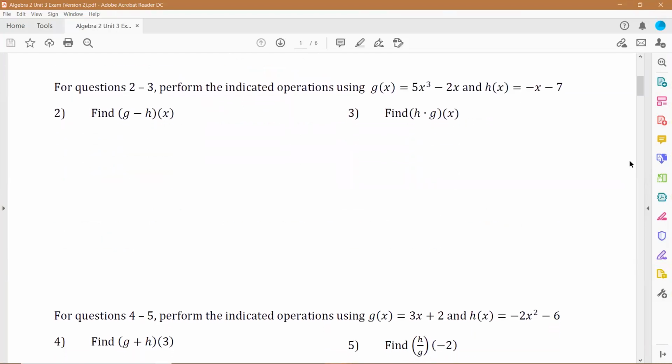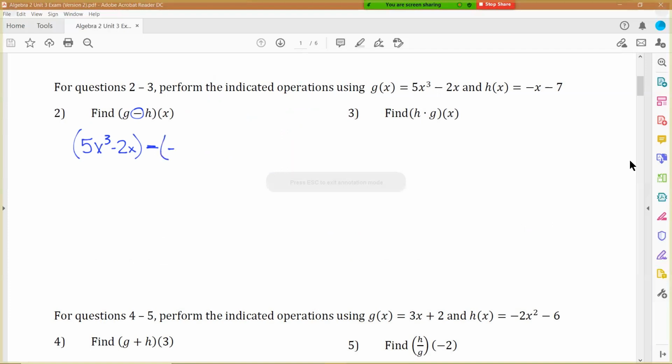Moving down to questions 2 and 3, we're going to perform the indicated operations. Make sure you're looking to see what operations you're supposed to be doing. So for question number 2, we're subtracting. So subtraction sign right there. So I'm going to write h of x first. So 5x to the third minus 2x. And we're subtracting all of h of x, so negative x minus 7.